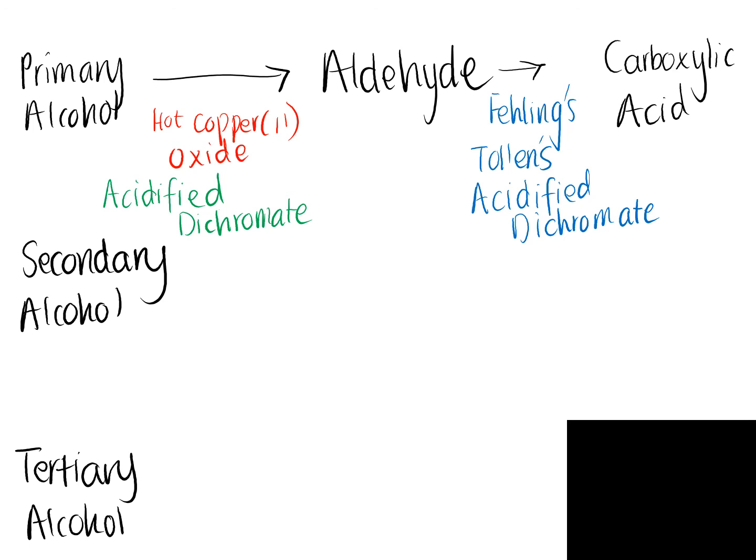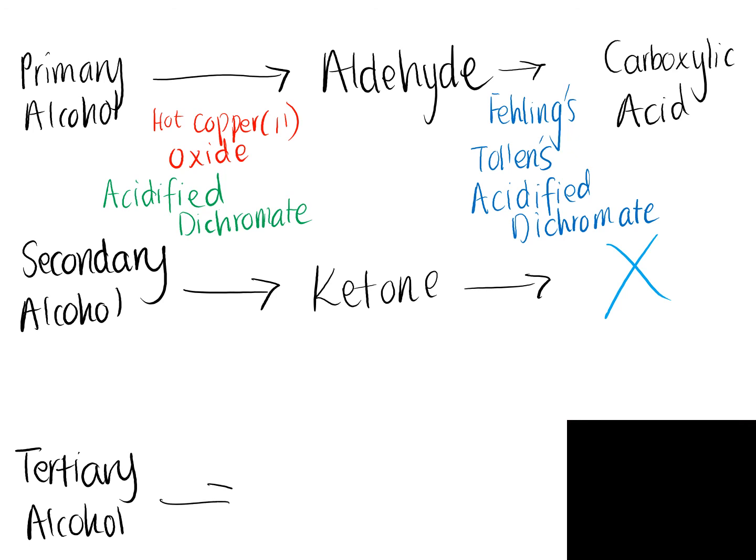Okay, looking at our secondary alcohol. Using these same oxidizing agents, you could get a ketone, but if you try to oxidize it further with either Fehling's, Tollens, or acidified dichromate, you're going to have no change because it cannot be oxidized further. Whereas a tertiary alcohol cannot be oxidized at all.